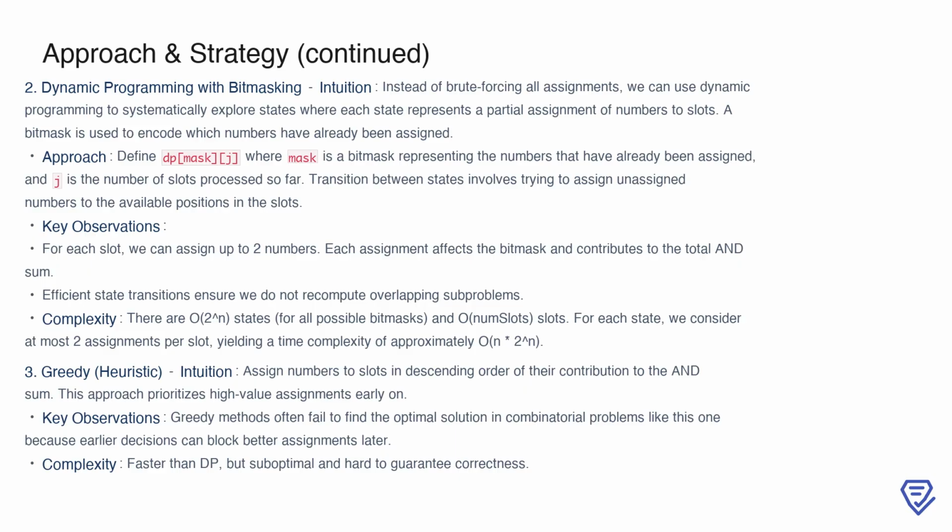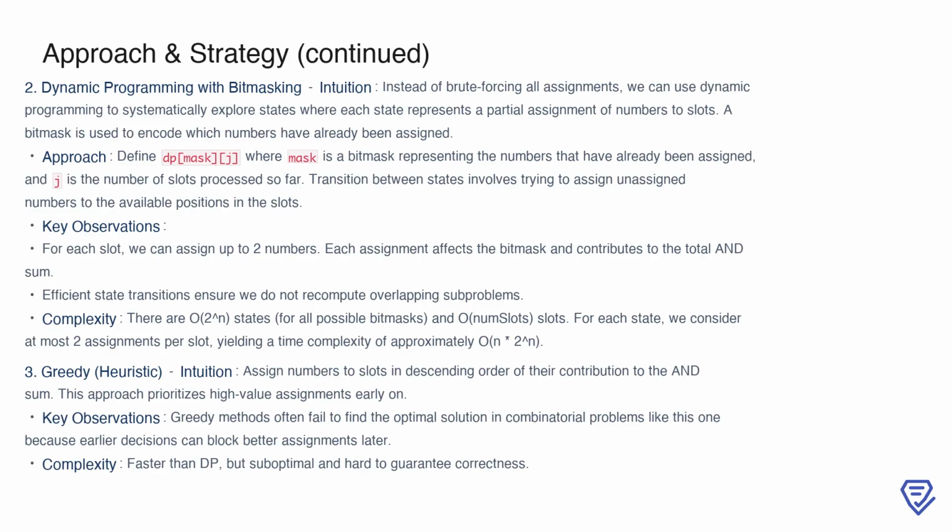The complexity is governed by the number of bitmask states, which is O(2^n), and the number of slots, which is O(number of slots). Although this method is more computationally intensive than a greedy heuristic, it ensures correctness by exploring all valid assignments.